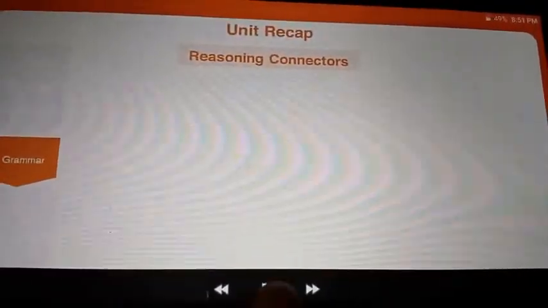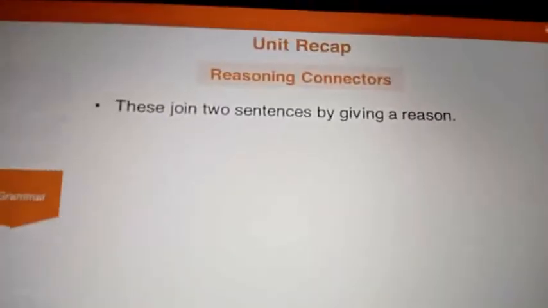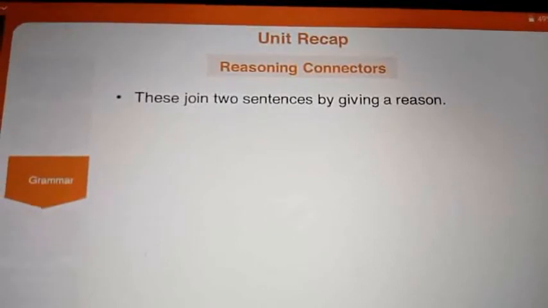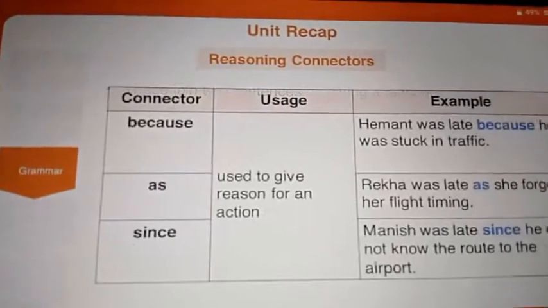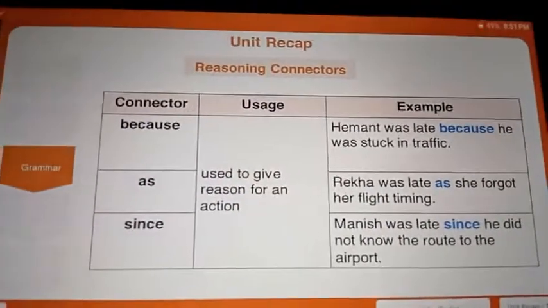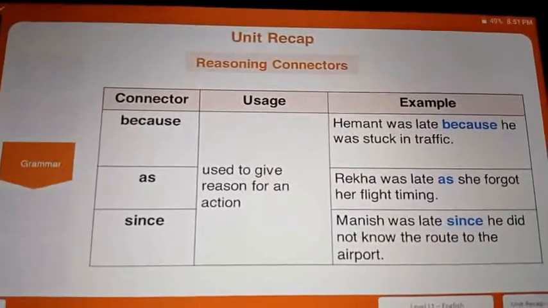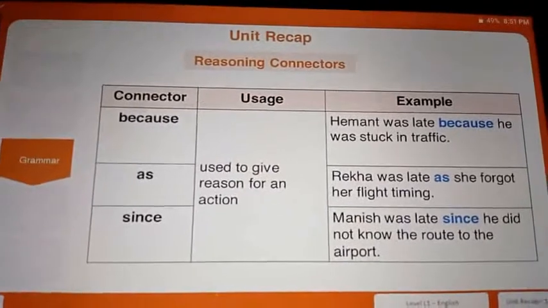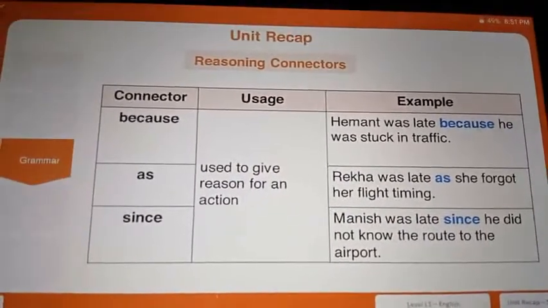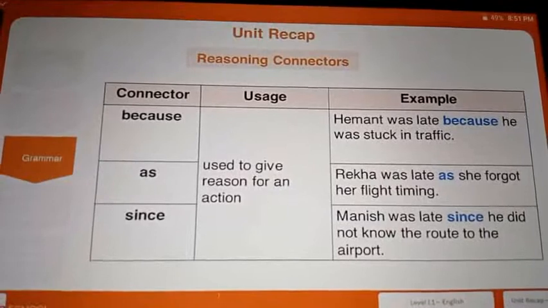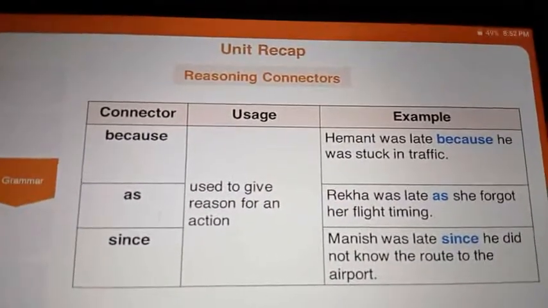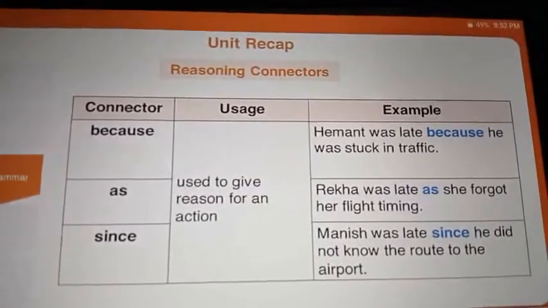We also looked at some reasoning connectors. Reasoning connectors are also a special type of connectors. They join two sentences by giving a reason. Let us look at them. Because, as, and since are reasoning connectors. All of these are used to give a reason for an action. For example, Hemant was late because he was stuck in traffic.